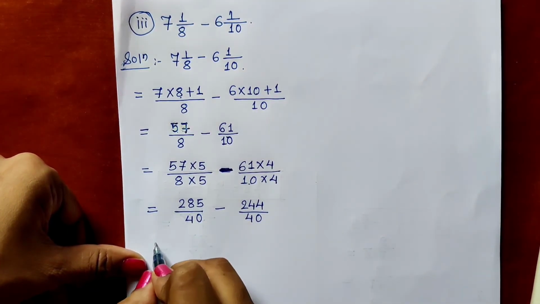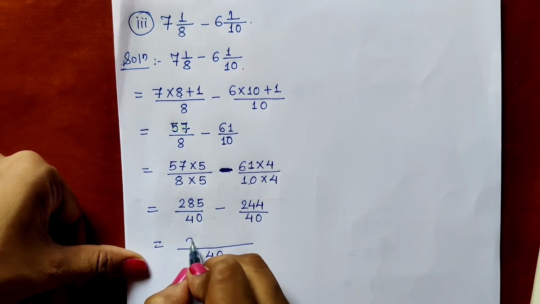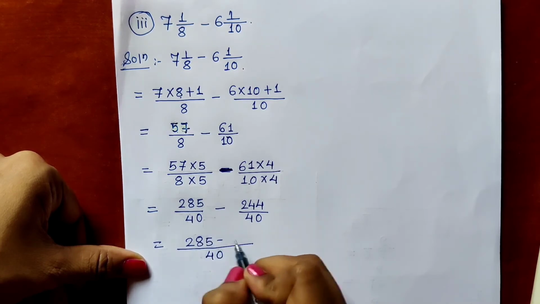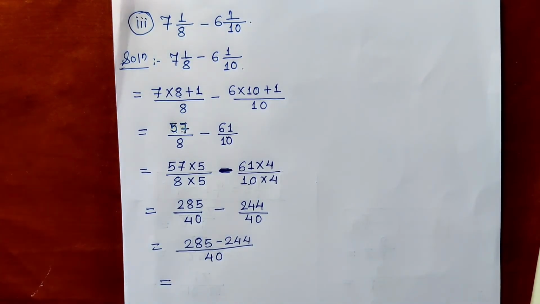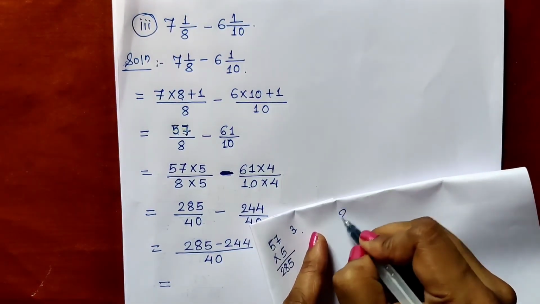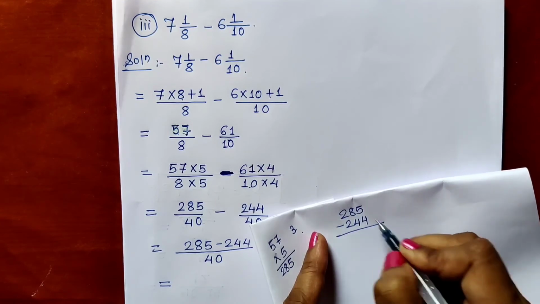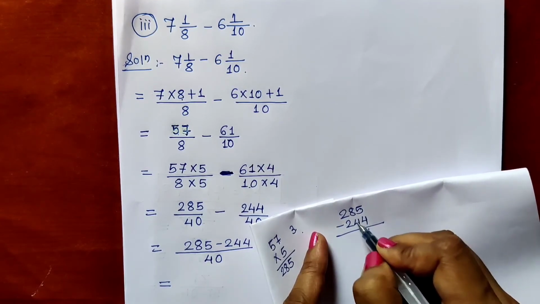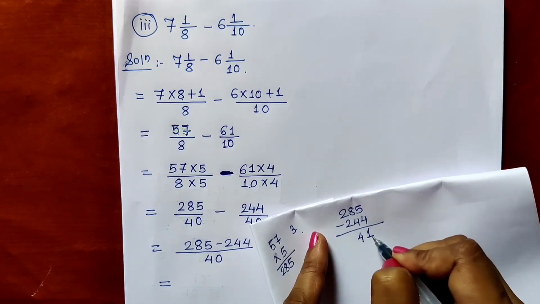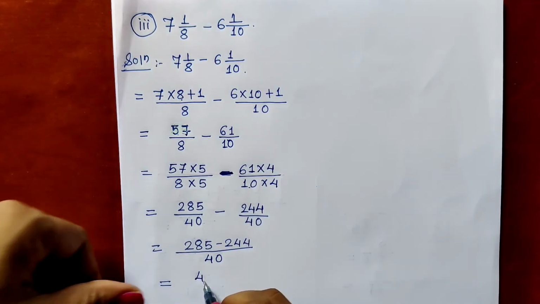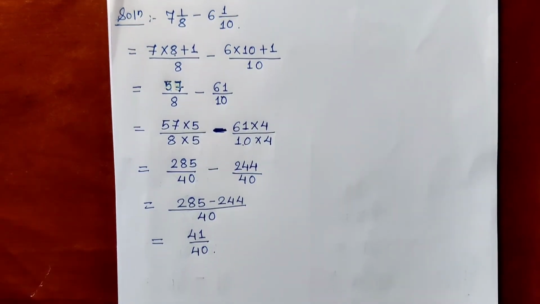So what should be done? Equal denominator, common denominator we write one time. We will subtract the numerators. 285 minus 244. Subtract this. 285 minus 244. Subtract. 5 minus 4, 1. 8 minus 4, 4. 2 minus 2, 0. So we have got 41. 41 upon 40. We have got this improper fraction.